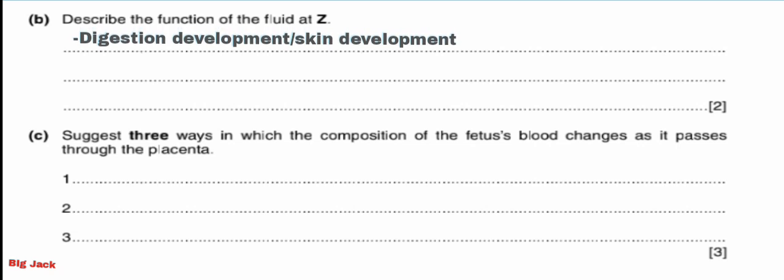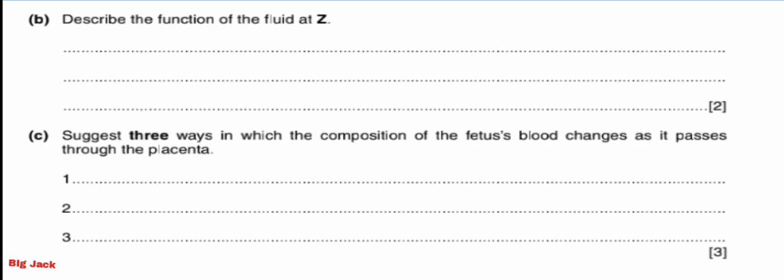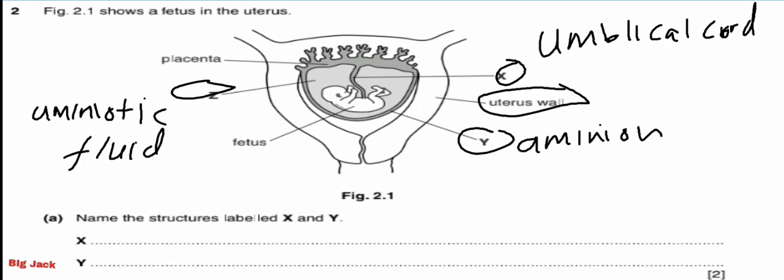changes as it passes through the placenta. So question C reads: suggest 3 ways in which the composition of the fetus blood changes as it passes through the placenta. Okay, so to answer this question, let me just bring you back to the diagram. We have the umbilical cord, which is the passage where the nutrients and oxygen and other gases pass. So when the blood is coming from the mother, let's imagine it is coming from the mother like this, going to the fetus.